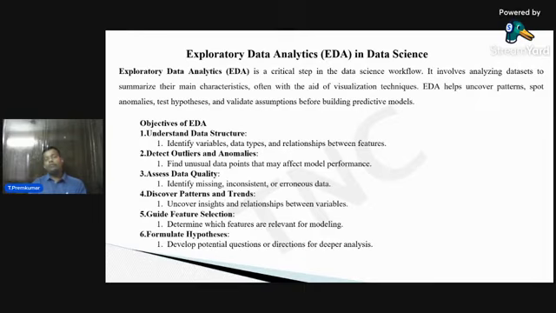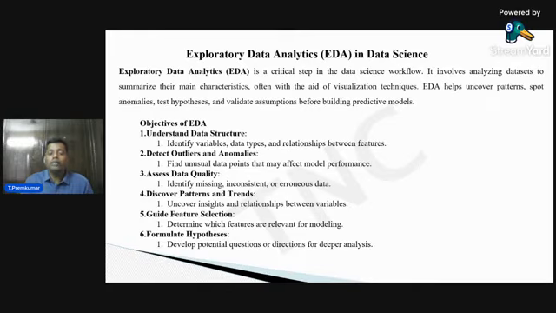When you take the objectives of EDA, we can understand the data structure by identifying the variables, data types, and the relationships between the features. Next is detecting outliers and anomalies, that is, finding unusual data points that may affect model performance. Then assess data quality, that is, identify missing, inconsistent, or erroneous data. After that, discovering patterns and trends, uncovering insights and relationships between the variables.